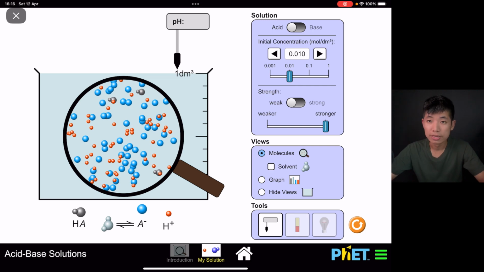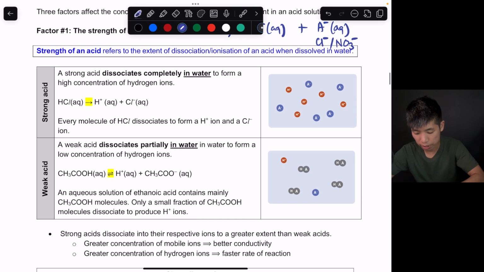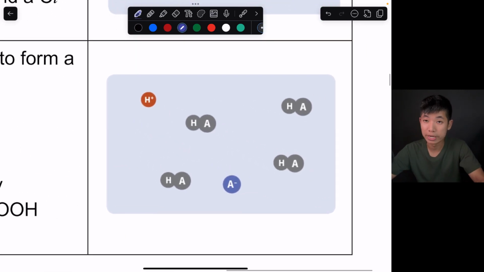Now take note that, when the H plus ions are reacted away, more of the acid molecules can undergo dissociation. So eventually, all the acid will be completely reacted. Okay, and we can try to simplify it a little bit by looking at this diagram.